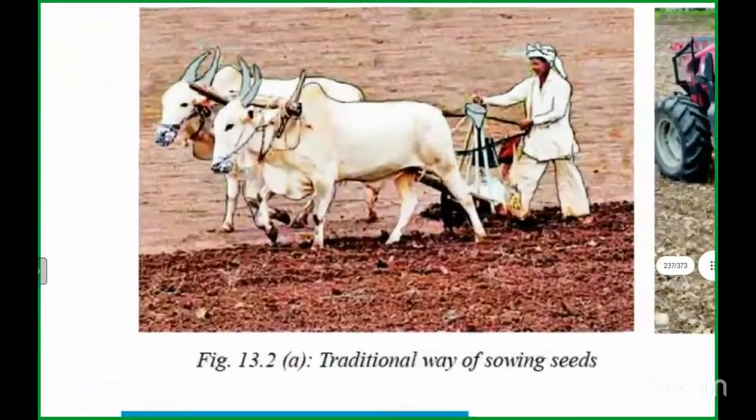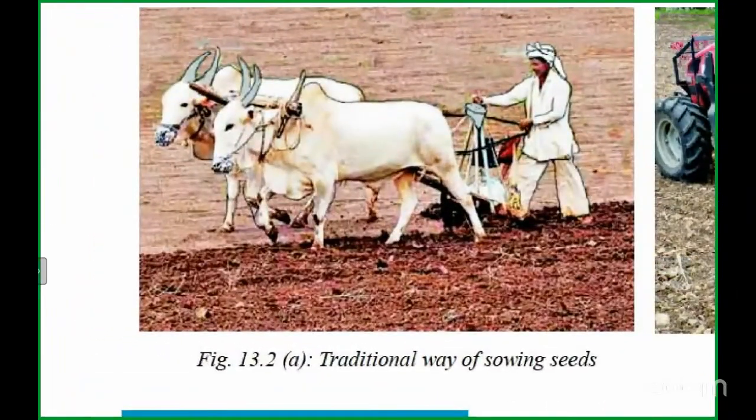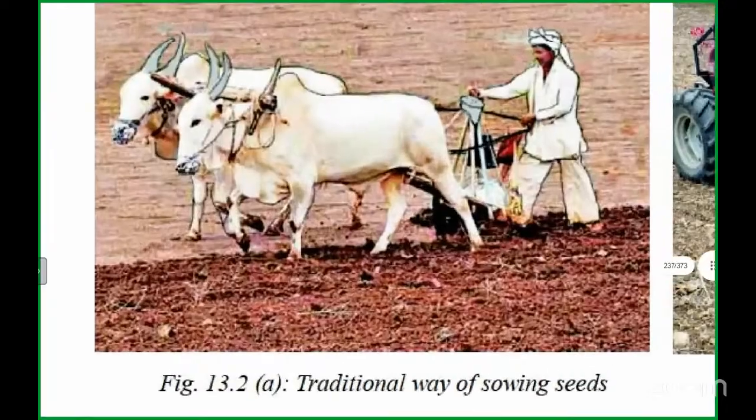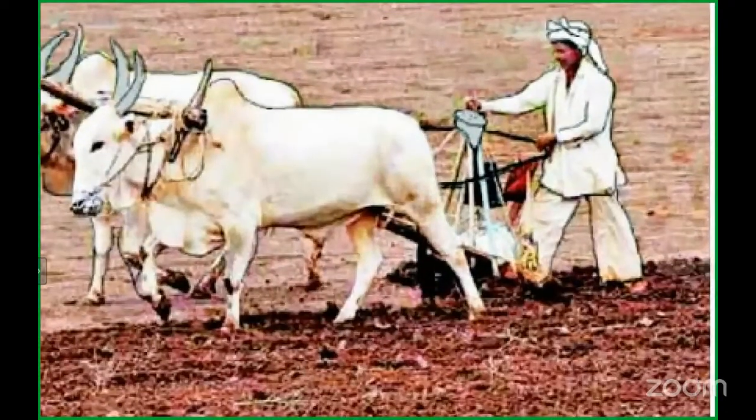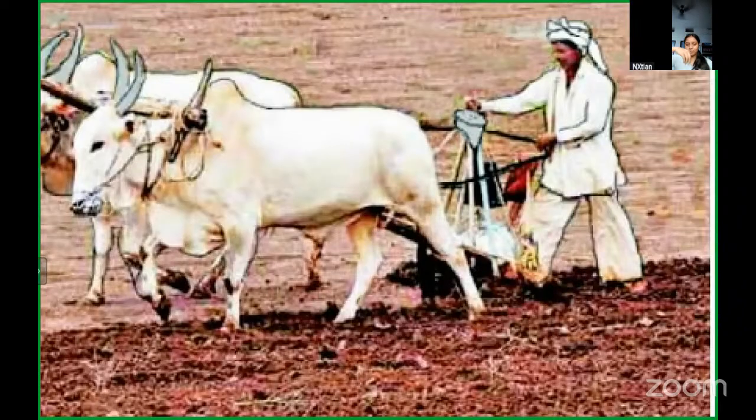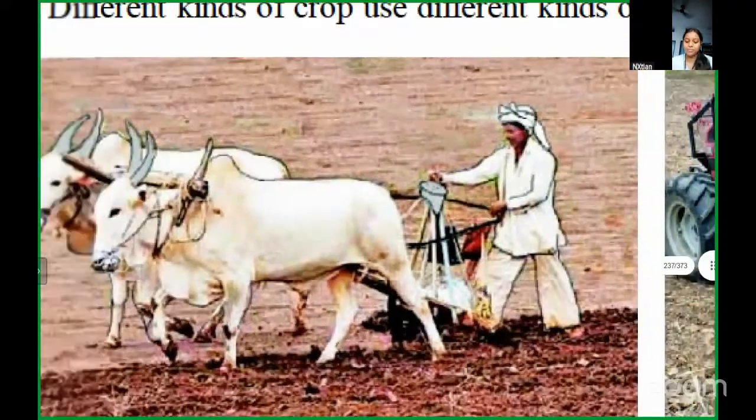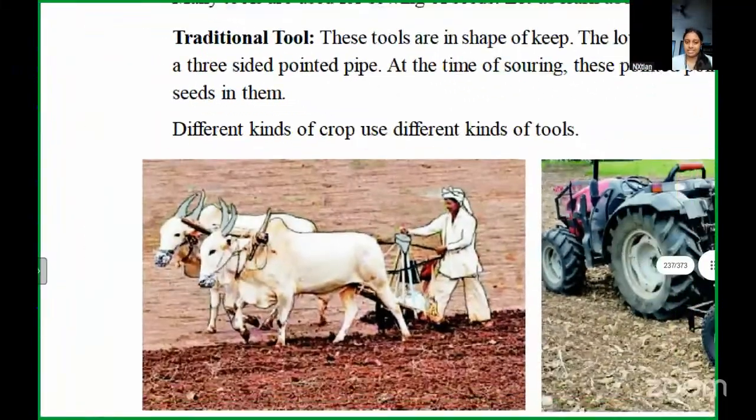In the first image, they cut the soil and put the seed. The farmer is putting the seeds from the funnel-like structure at the top, and various pipes are at the bottom. So at equal spaces, as the bull or the ox moves, the seed goes into the soil. This is a traditional method of planting seeds.